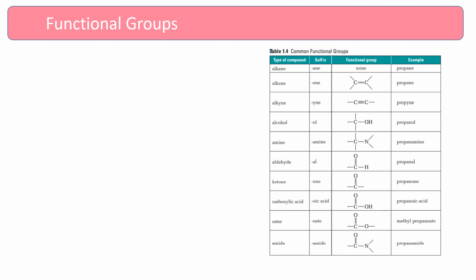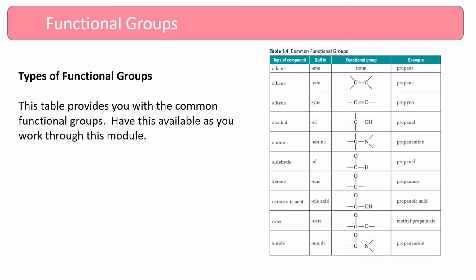Now, this table provides us with some common functional groups. It shows the type of compound, the suffix, a diagram showing the functional group, and some examples. This table provides you with the common functional groups. Have this available as you work through this module.